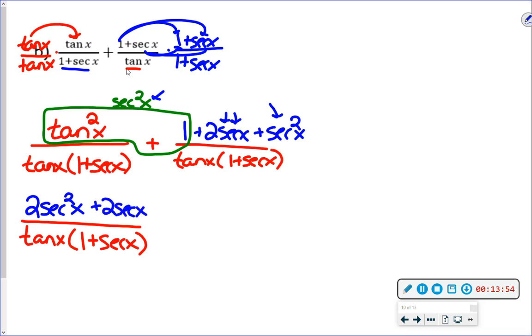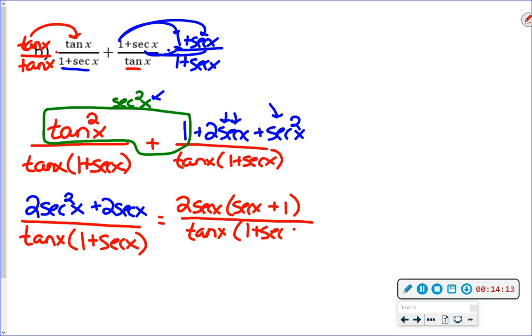Now I feel like we got a lot of secants and 2's in the numerators, so let's try to factor a GCF out of there so we can try to simplify this even more. So I'm going to take a 2 and a secant out of the top. So I'm going to need secant and a 1 to hold the place.